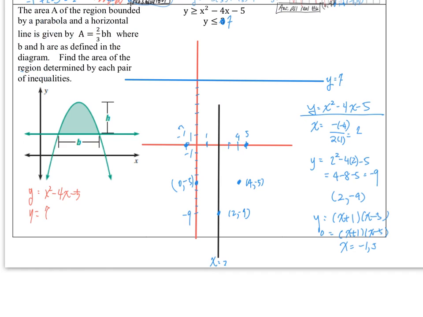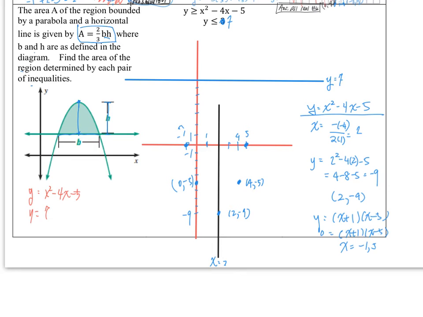Okay, for this problem, the area A of the region bounded by a parabola and a horizontal line is given by this formula. Area equals 2/3 base times height. So if we look at this picture here, we just take 2/3 and we find the length of this base and we multiply by its height, which happens to be from the maximum to its base here. And here it says where B and H are as defined in the diagram.